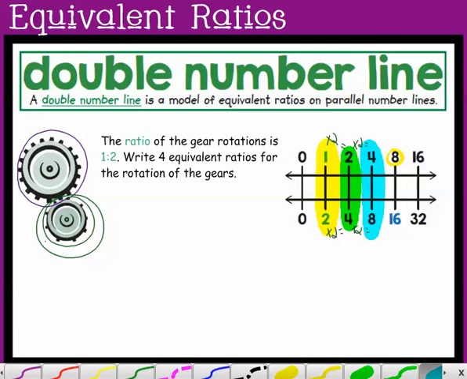We're doing the multiplication again with a factor of 2. 4 times 2 is 8. 8 times 2 is 16. There's our third equivalent ratio. And then one more time we're multiplying by a factor of 2, and that's giving us the fourth equivalent ratio to 1 to 2. And so on the double number line, you can see every one of these equivalent ratios show up one after the other.